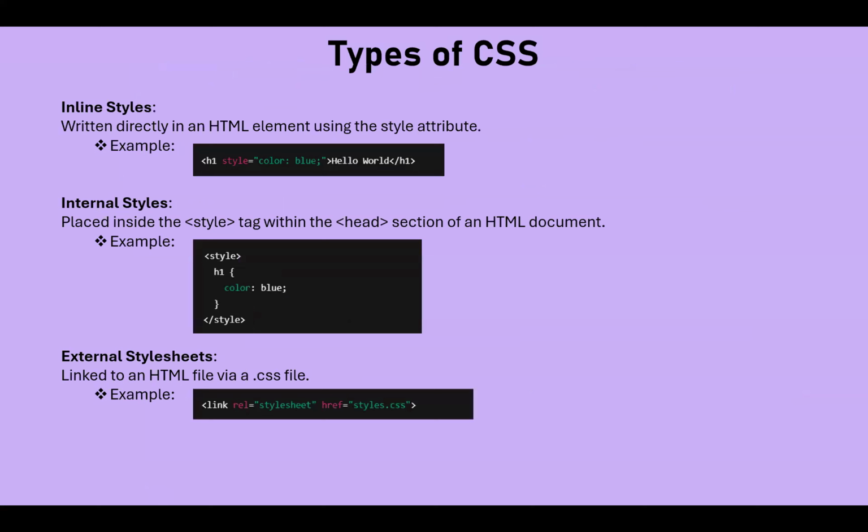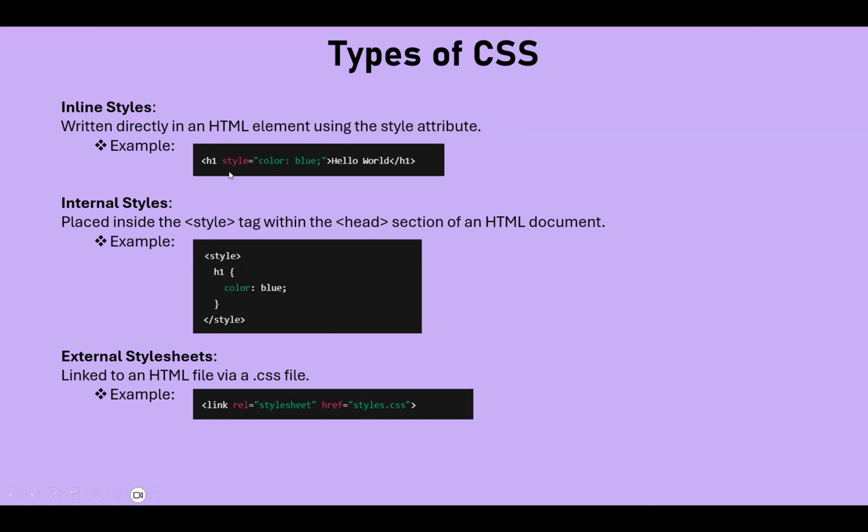Types of CSS, we have different types of CSS. We have inline CSS, we have internal CSS, and we have external CSS. The most recommended is external CSS because it keeps your work cleaner, more modular, and you can use it to style different things all at once.